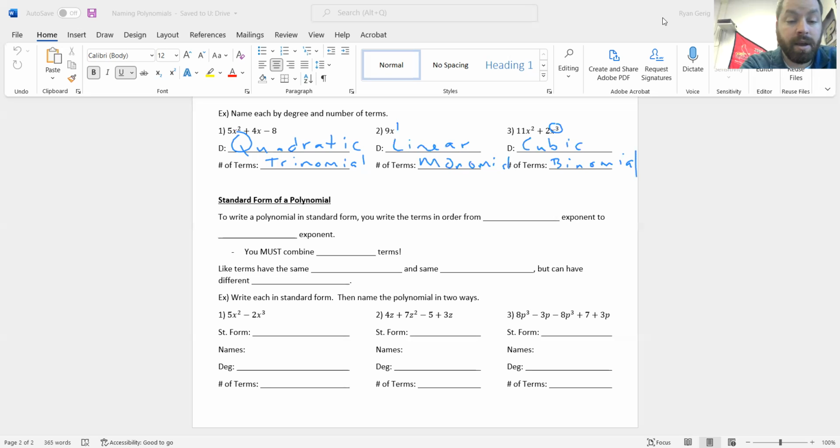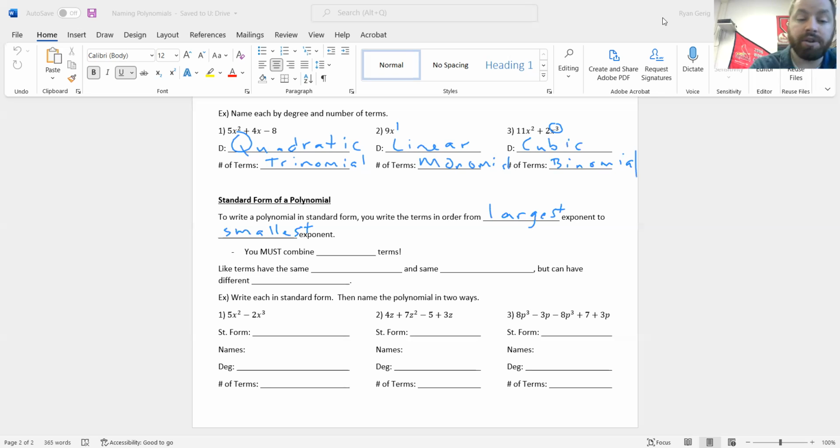Okay. Now, that idea that I just talked about on number 3, got to be careful with that. We can take care of that. And that's taken care of by standard form. To write a polynomial in standard form, you write the terms in order from largest exponent to smallest exponent. That's going to be in standard form. You're going to be expected to write them in standard form.